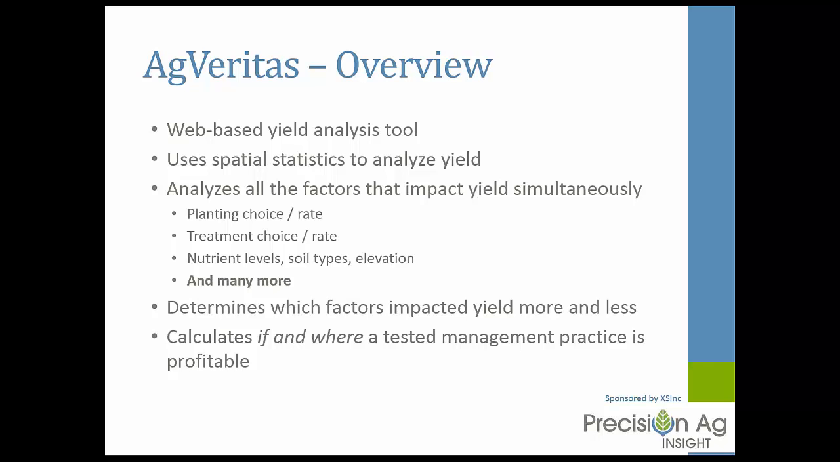It's a web-based yield analysis tool, so it's available out in the field with 3G or back at the desk if there's an internet connection. The way that it works is it uses a spatial statistics process to take all those factors that you have data for, whether it's a hybrid choice or a seeding rate, product applications, and also those field characteristics like soil types or elevation, nutrient levels from a soil sample.